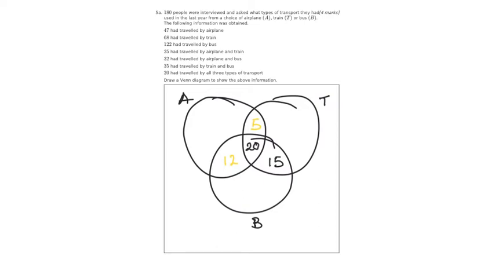We're then told that 122 travel by bus, so the whole of the bus must add up to 122. That makes this 75. 68 travel by train, so the whole of train must add up to 68. So that makes this 28. And 47 travel by plane, so the whole of the aeroplane must add up to 47, so that makes this 10. The whole Venn diagram should add up to 180. The 3 circles add up to 165, so outside is 15.